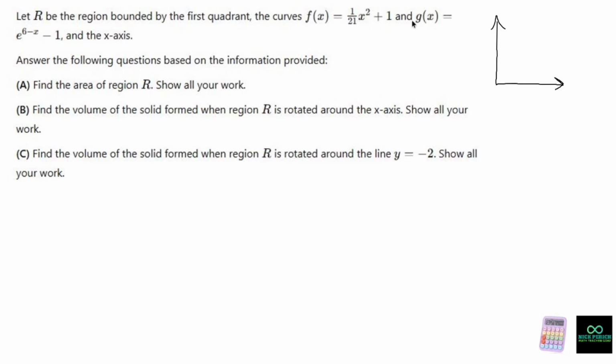The curves f of x equals 1 over 21, x squared plus 1, and g of x equals e to the 6 minus x, minus 1, and to the x-axis. I don't know why the x-axis has to be thrown in there if it's the first quadrant. Thank you, but no thank you, ChatGPT.